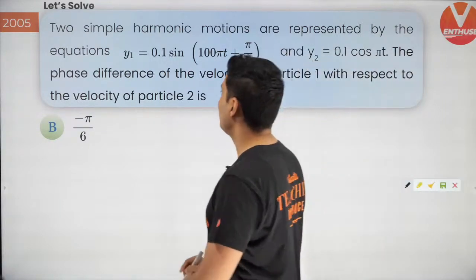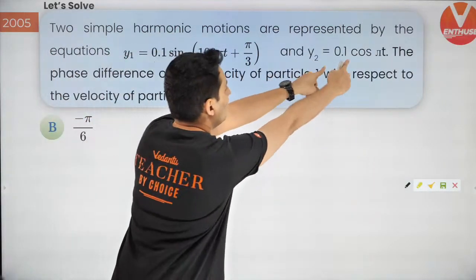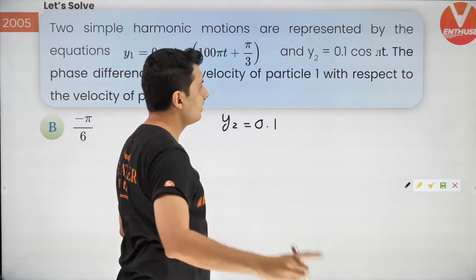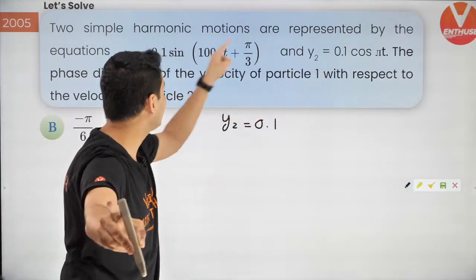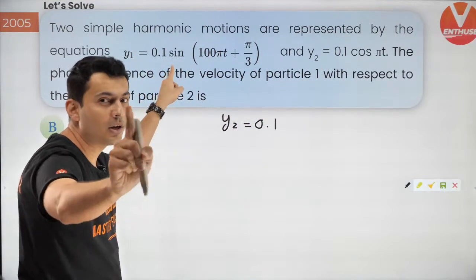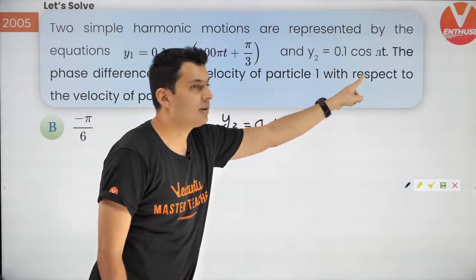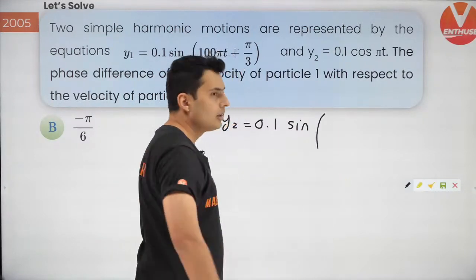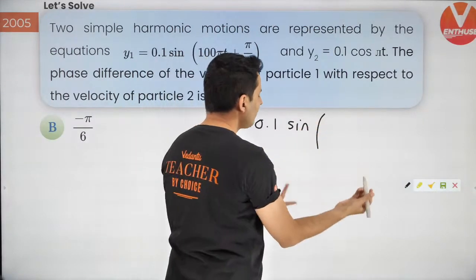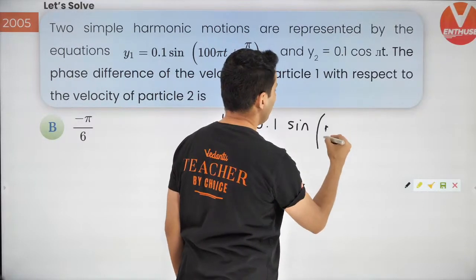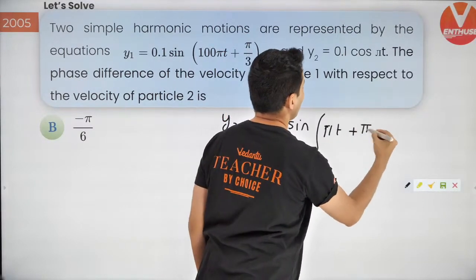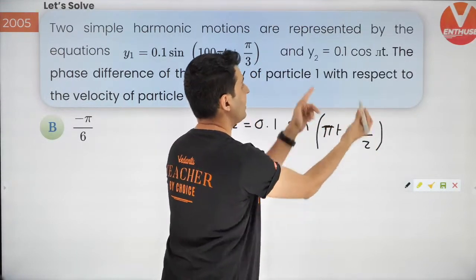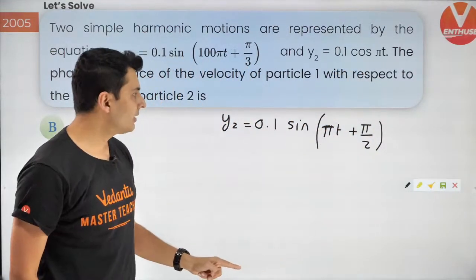Why is it minus pi by 6? Let's do this. Look at this term, Y2. Y2 is 0.1. Be careful, this is cos, this is sine. You cannot do it so easily unless you convert the cos into sine. And how do you do that? Trigonometry. Sine of pi t plus pi by 2. Sine of theta plus pi by 2 is cos. Isn't that correct?